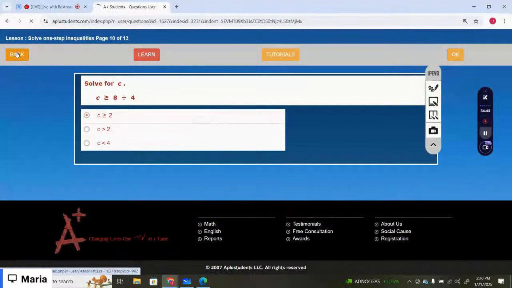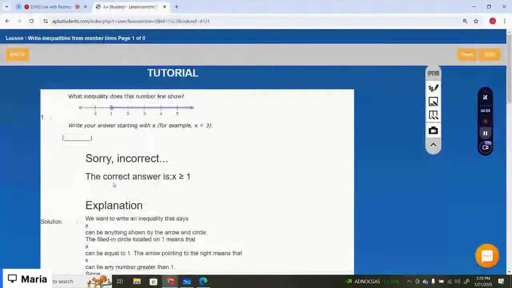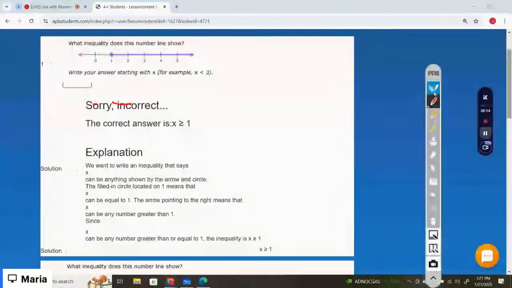The next lesson is write inequalities from number line. Let's just start with the next lesson. What inequality does the number line show? The first thing you need to see, we have to write an inequality, right? So you have to see two things. The first one is this circle and the arrow.